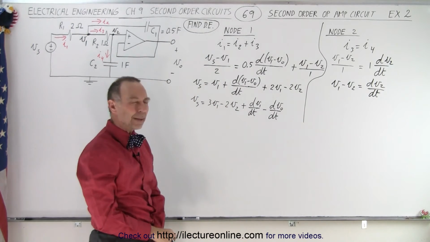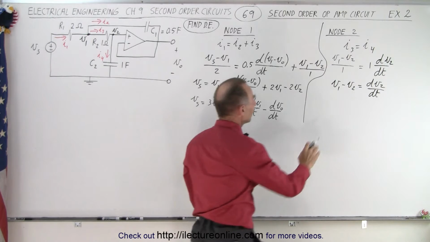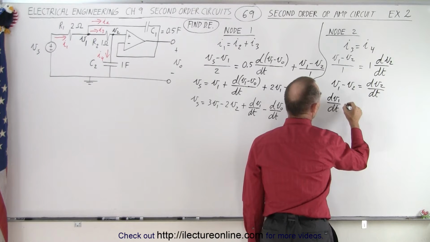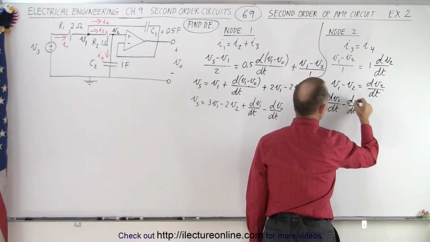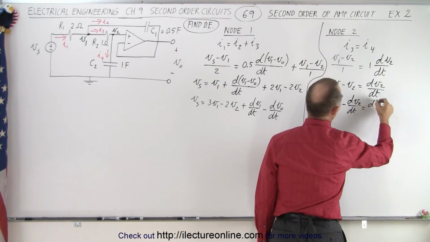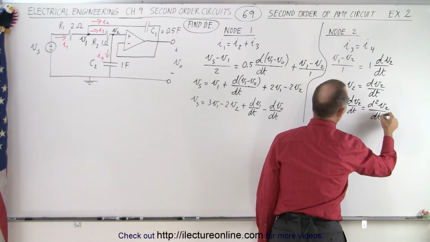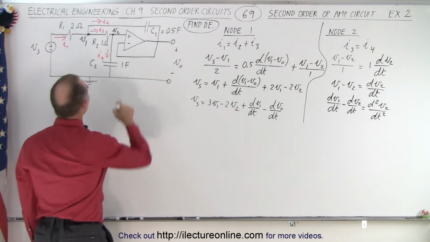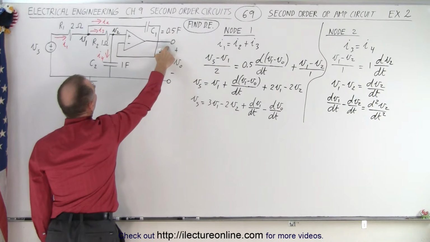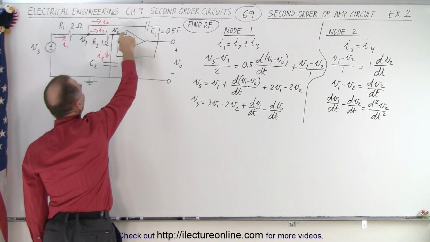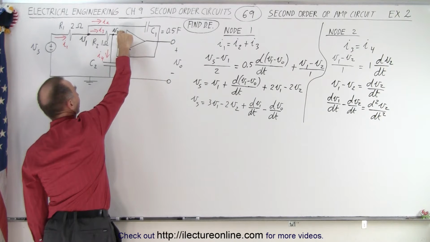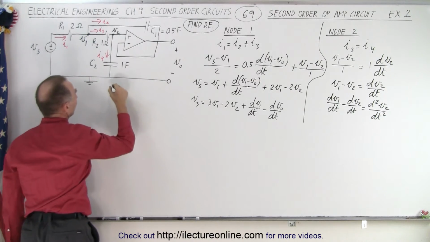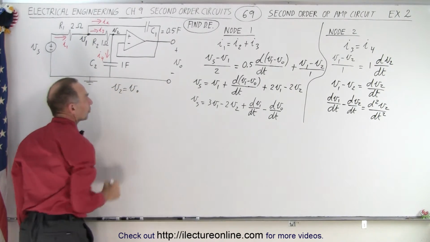And what would happen if I took the derivative of that? Okay, so here we can say that the first derivative of V1 minus the first derivative with respect to time of V2 equals the second derivative of V2 with respect to time. Now, if I take a look at V2 and the output voltage, notice that V2 is connected to the op-amp. The voltage drop between those two is virtually zero. That means that the voltage V2 must be the same as the output voltage. So we can say that V2 equals the output voltage.